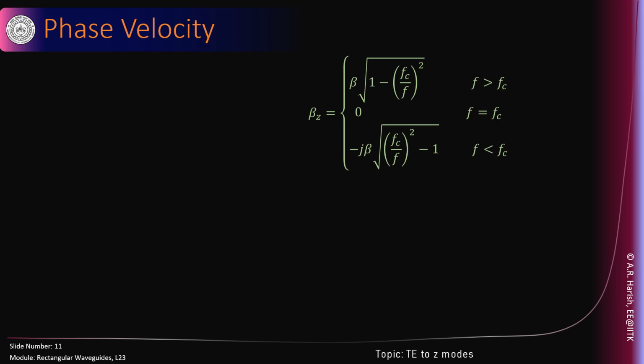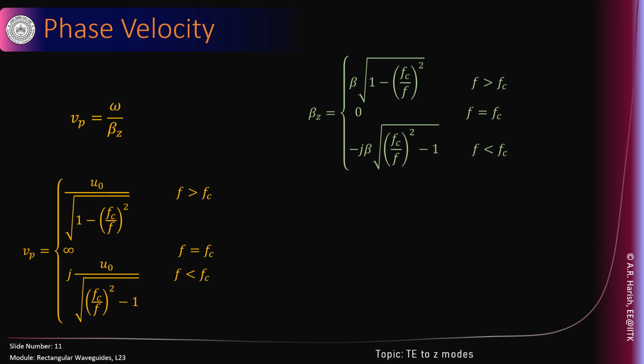Once we know beta z, we can compute the phase velocity, which is omega by beta z, and it's not very difficult to write these three components there. What is very interesting is when f is greater than fc, phase velocity is u naught upon square root of 1 minus (fc by f) whole square. Now, therefore, phase velocity vp will be greater than u naught because the denominator is less than 1, where u naught is omega by beta, which is 1 upon square root of mu epsilon. This is the velocity of the wave in an intrinsic medium.